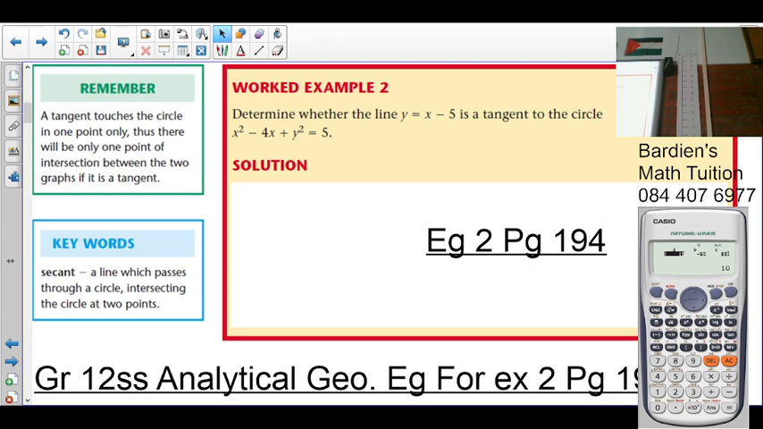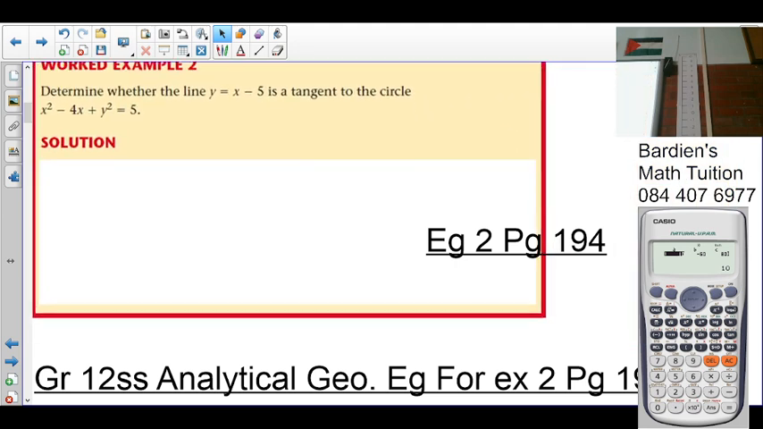So remember, a tangent touches the circle at one point only. Thus, there will only be one point of intersection between the two graphs if it's a tangent. If it has two points of contact, then it will be a secant, a line which passes through the circle, intersecting the circle at 2 points. So if you got two x values, two y values, it will be a secant. Or if it's touching at one point only, of course it's a tangent.